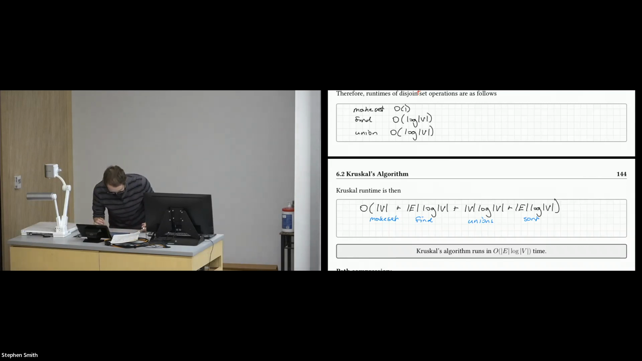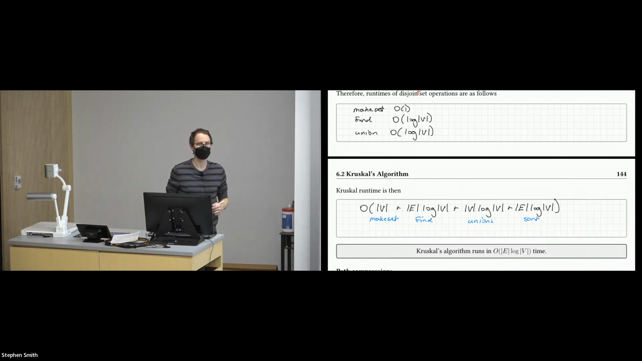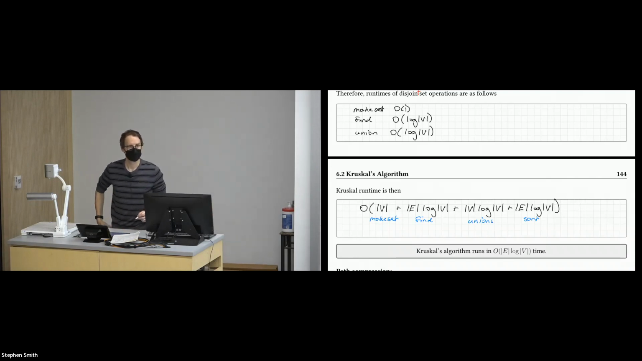And so if you look at what dominates, it's E multiplying log V. So the overall runtime is big O E log V.